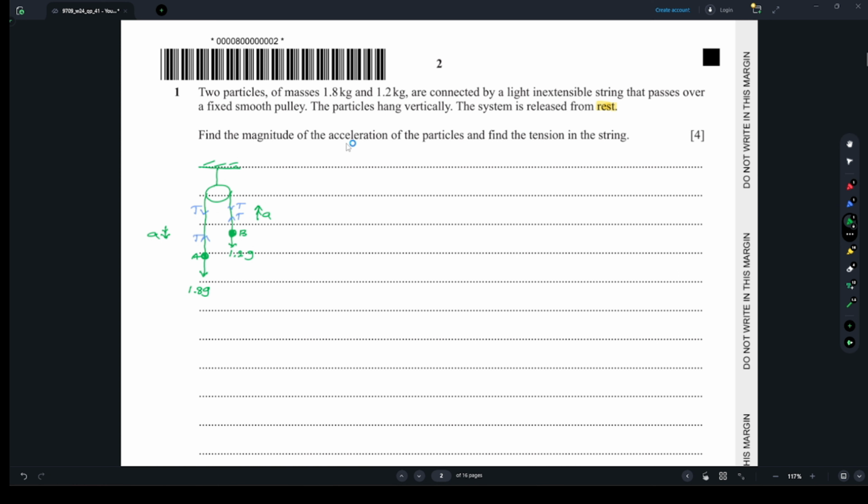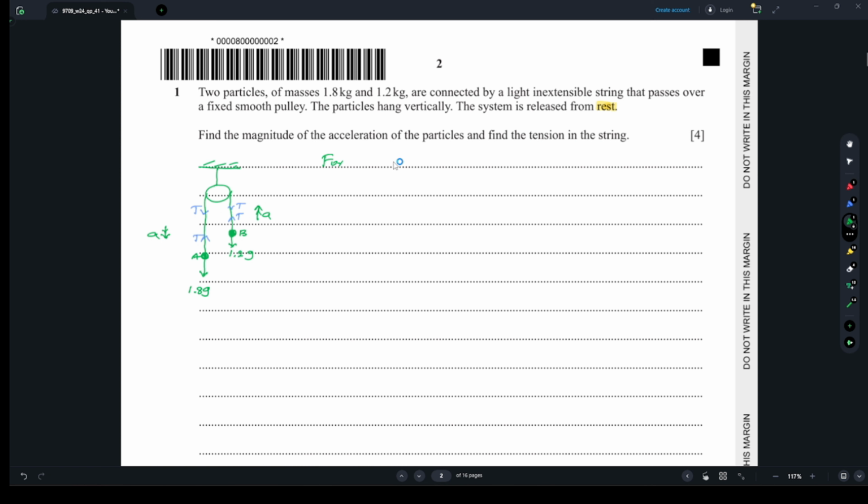For the first question, they're asking to find the magnitude of the acceleration of the particles and the tension. As you can see, there are two unknown variables, so we have to solve simultaneous equations. We have two unknown variables, so we have to make two equations to find them. What I'm going to do is consider particle A.